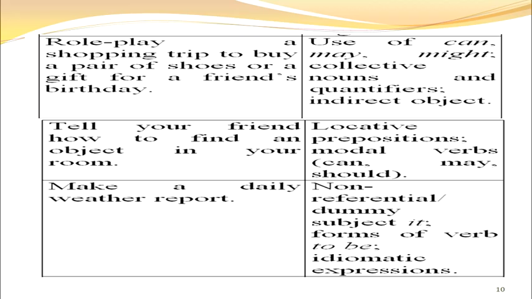If you ask them to tell their friend how to find an object in their rooms, then you are going to talk about locative prepositions, modal verbs, for example, can, may, should, etc. Similarly, if you ask them to make a daily weather report, then you will be talking about non-referential or dummy subject again, and forms of verb to be, idiomatic expressions, because in weather there are certain expressions which are idiomatic.